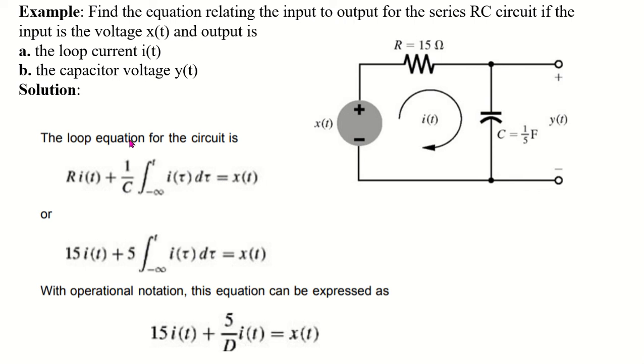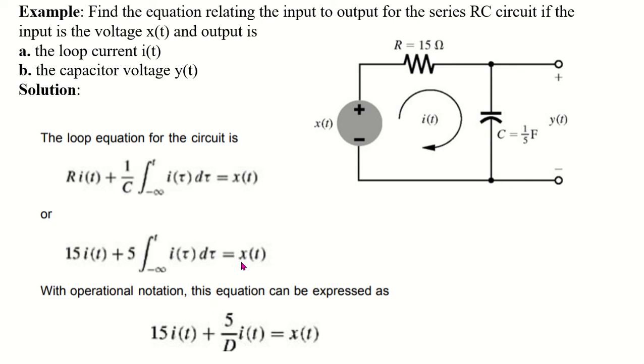So we start with the loop equation for the circuit. We simply apply KVL to this loop, and we come up with the expression. This can be written by taking x on the left side. So x(t), the voltage supply, will be equal to i times R plus 1/C times the integral from minus infinity to t of i(tau) d tau. If we further simplify, because R is given as 15 and the value of C is given as 1/5, this can be written as 15i plus 5 times the integral of i d tau equals x(t).